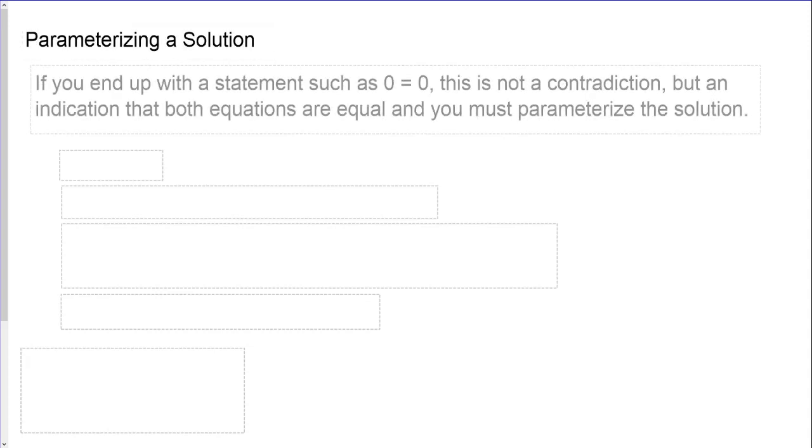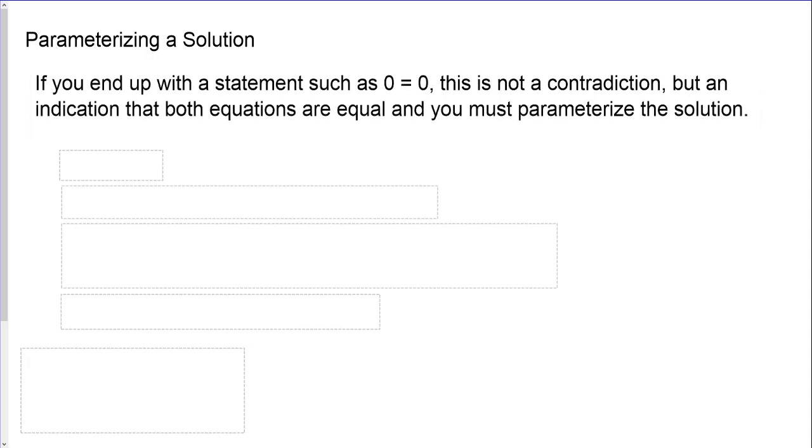We have seen examples that lead to a unique solution, and we've seen an example that leads to no solution. Let's look at the next example, which leads to a solution that must be parameterized. And in that case, what do we need to do to present the final answer? So, parameterizing a solution. If you end up with a statement such as 0 equals 0, this is not a contradiction, but an indication that both equations are equal and you must parameterize the solution.